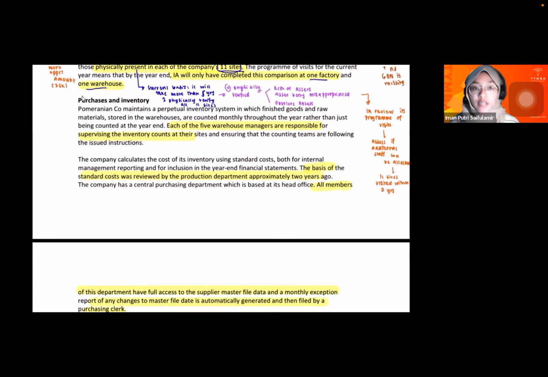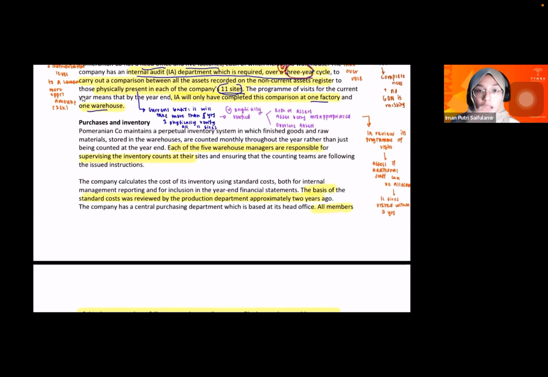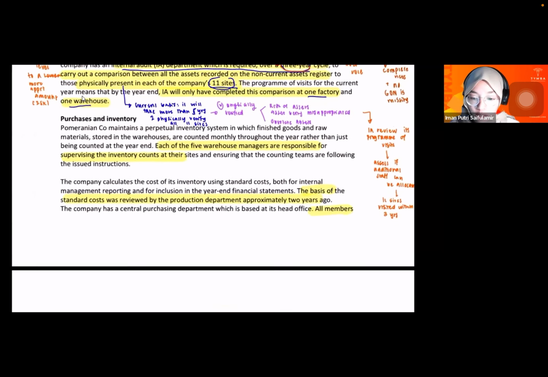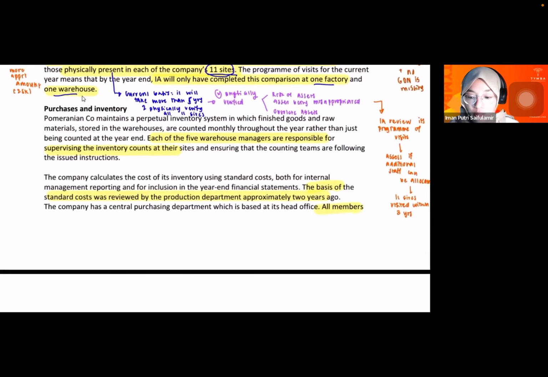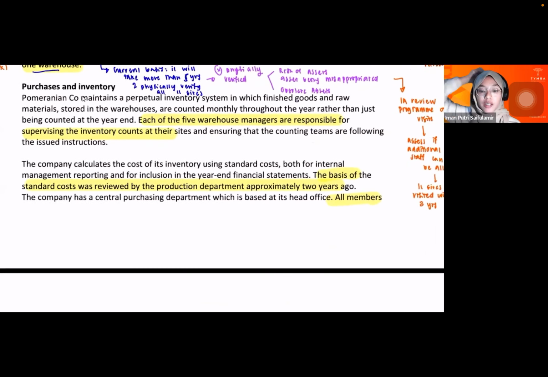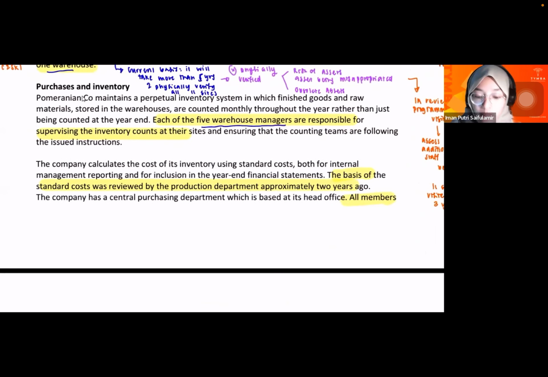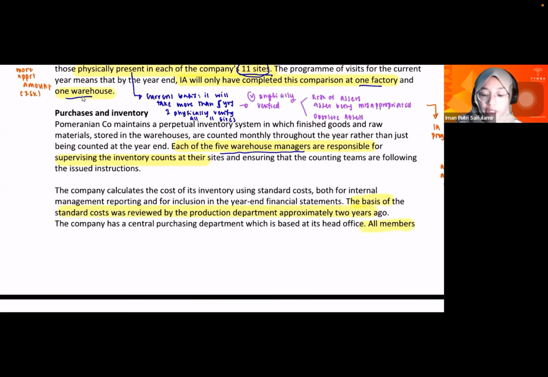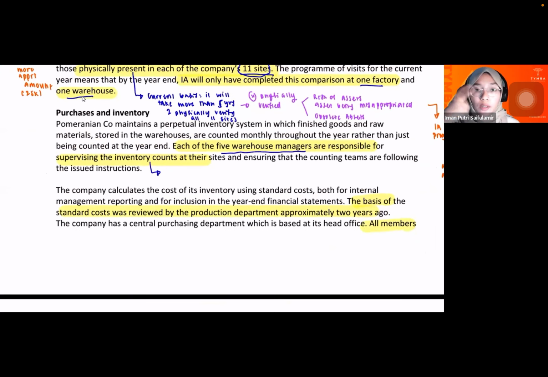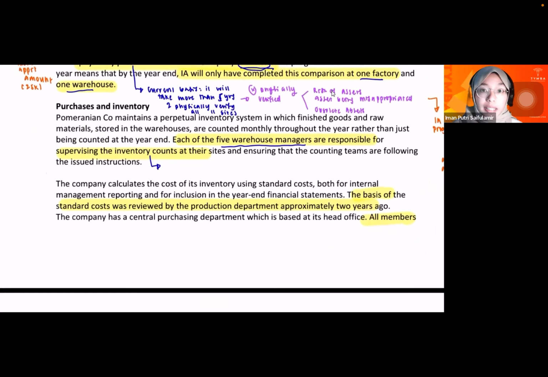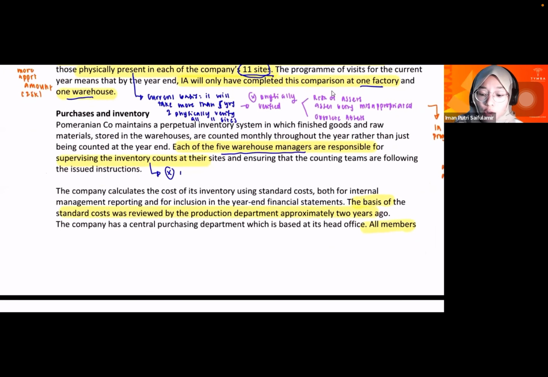So the last few points here. Okay? Each of the 5 warehouse managers are responsible for supervising the inventory counts. Sekarang ni, the warehouse manager is the one supervising the inventory counts. So what is the issue here? Why cannot the warehouse manager be the one who is supervising? Isn't he the one yang should know better about the warehouse? What do you guys think? Tak independent. That's correct, Alia. Basically, warehouse manager is not independent.